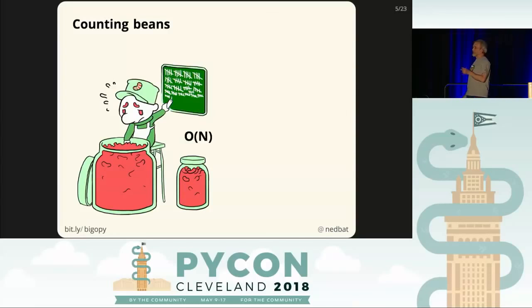This is what's known as O of N, meaning that the time it takes to complete the task grows in the same way that N grows. It's on the order of N. If N doubles, the time doubles. If N is 10 times more, the time is 10 times more. And you might think, well, there's no other way to approach this task. But there is, of course.